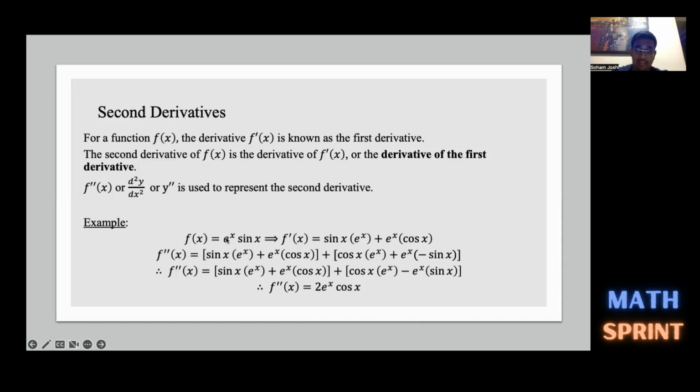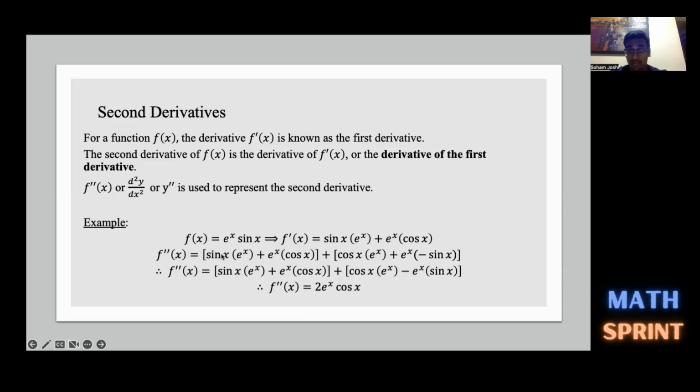We have f of x is equal to e to the power of x sine x. So first we use the product rule to obtain f dash of x. And we can get sine x times e to the power of x plus e to the power of x cos x. Now, considering that technically we can just divide this as the sum of two functions, we can say f of x is equal to g of x plus h of x. g of x is equal to e to the power of x sine x. And h of x would be equal to e to the power of x cos x.